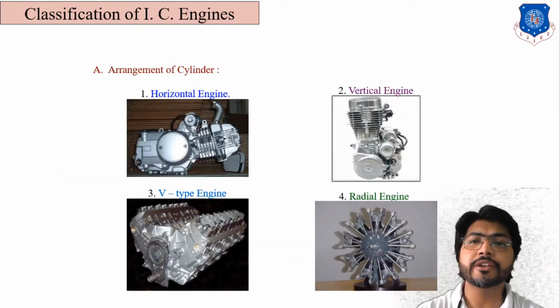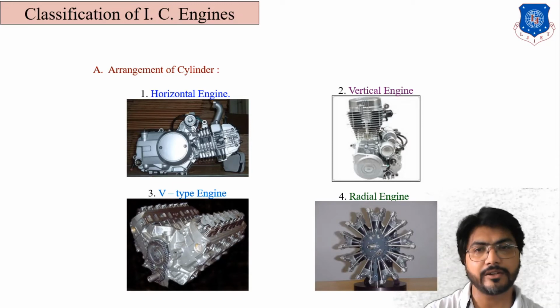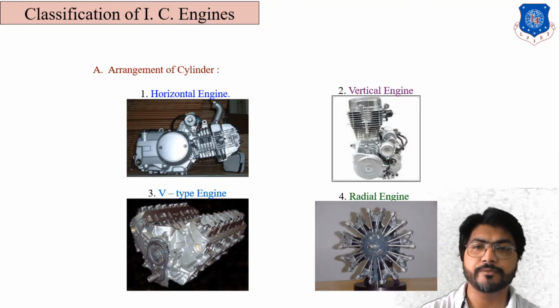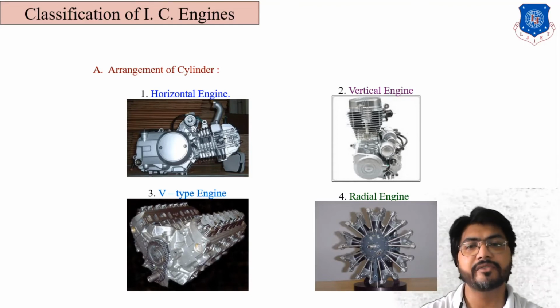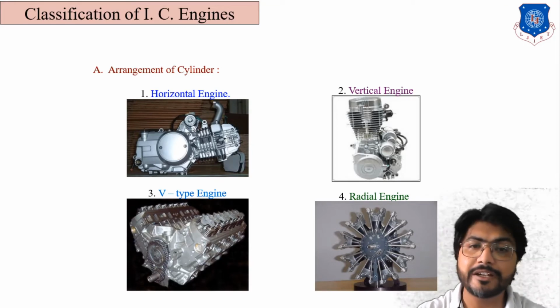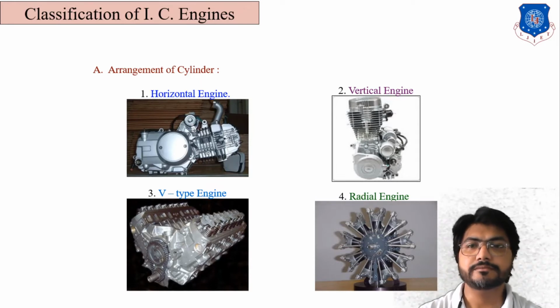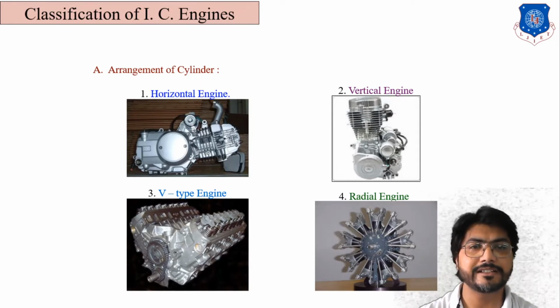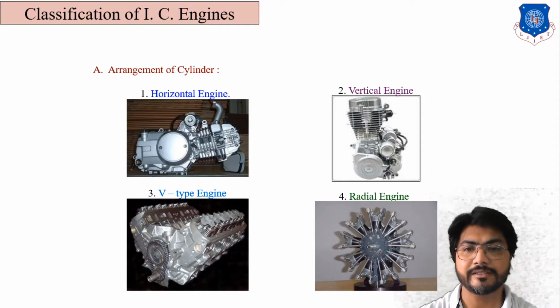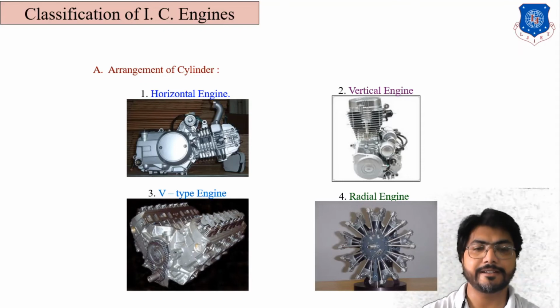Next, according to the arrangement of the cylinder, the first one is the horizontal engine, where the piston moves horizontally and the cylinder is horizontal from the base. Then there are vertical engines, V-type engines and radial engines. You can see in this diagram, the engine is placed horizontally here, vertically here, and here two cylinders are joined to make a V-type engine, and then the radial engine.